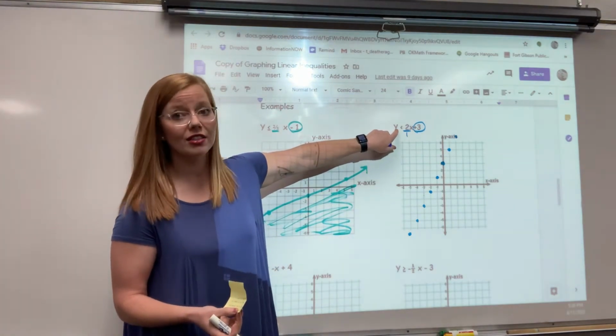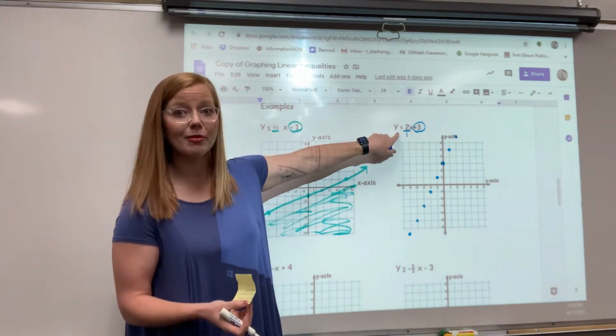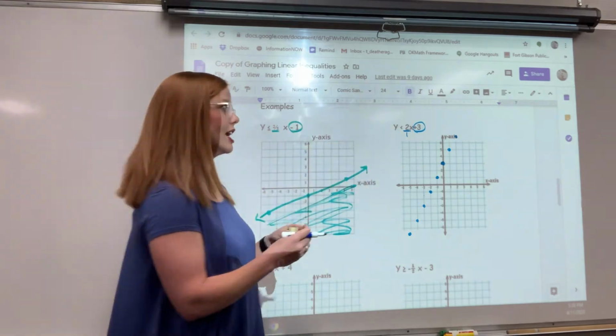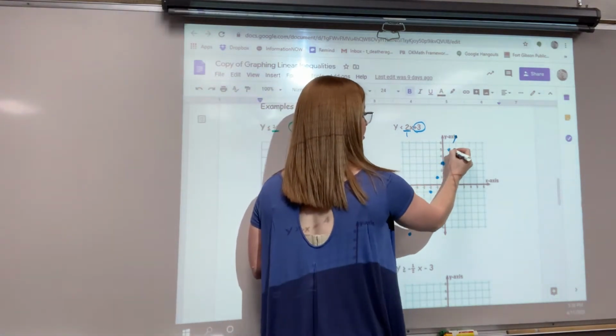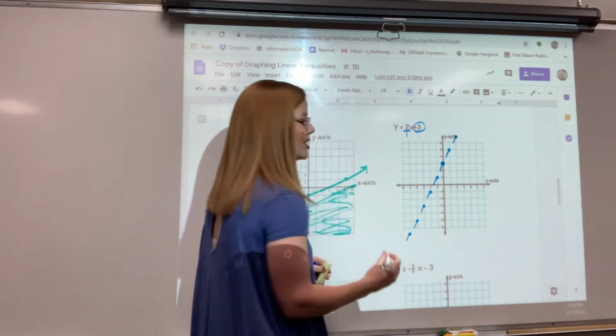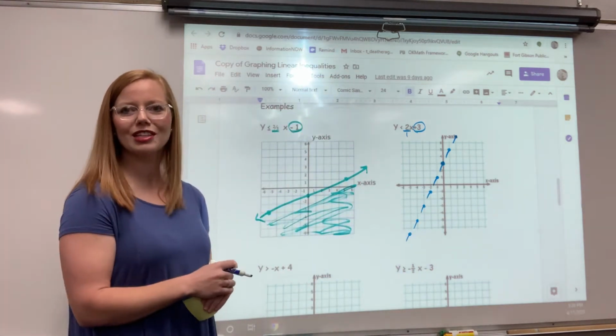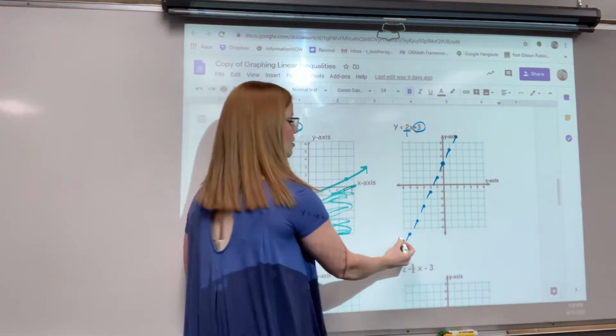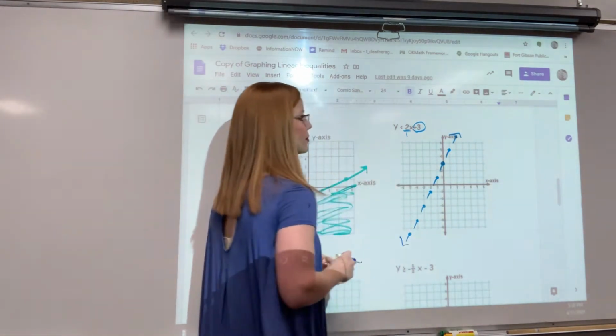Since they do not have a solid line underneath, mine is not going to be a solid line either. It's going to be a dashed line. Does it have to be beautiful? What I do is take my point and just draw a little dash coming from that. And so there is my line.